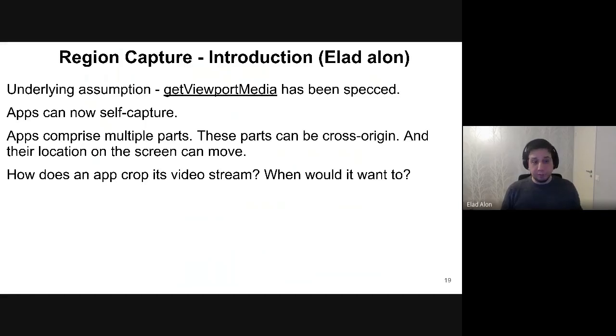So region capture. Let's assume that we've already agreed on and spec'd Get Viewport Media. Of course, there is an implicit decision here that Get Viewport Media does not already do some cropping, and I'll get back to that implicit assumption in a second. But assume that we have Get Viewport Media that lets you capture the entire tab, everything on it, and what now? Applications can comprise multiple parts, and those multiple parts can be cross-origin from one another, and they can also shift in size and location, especially if you change the size of the window, then the browser decides to move things around.